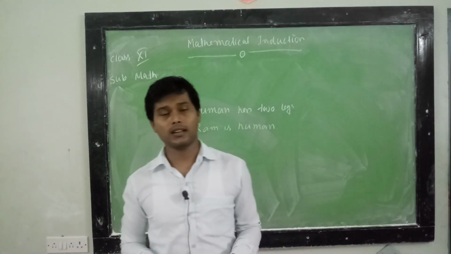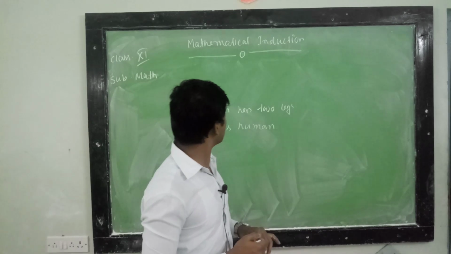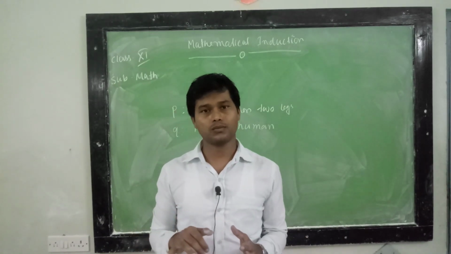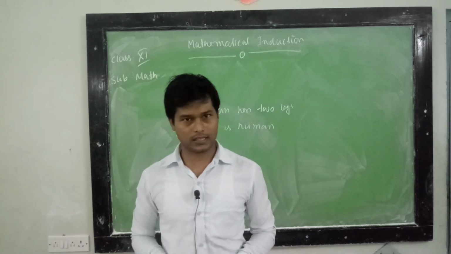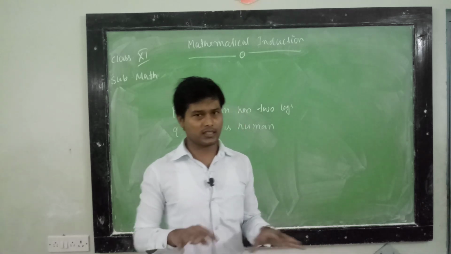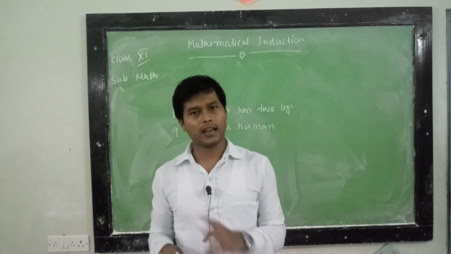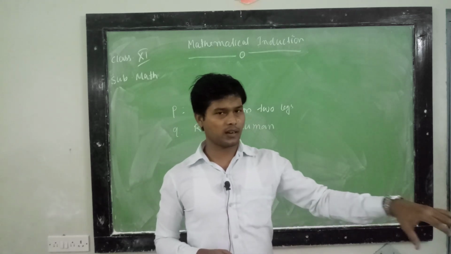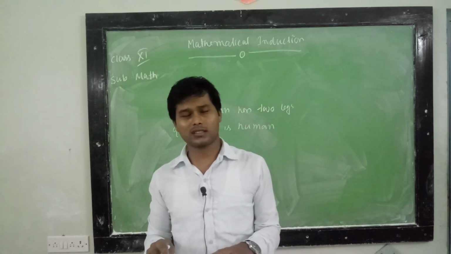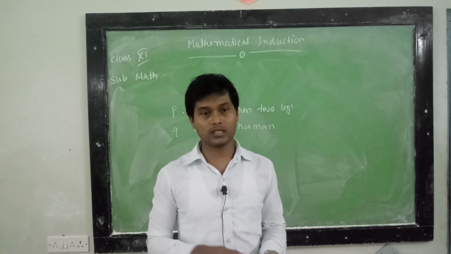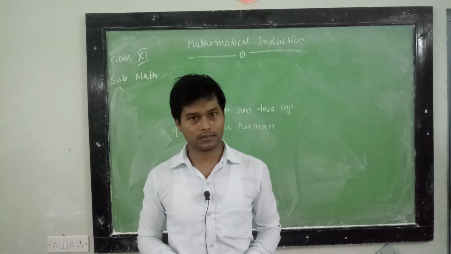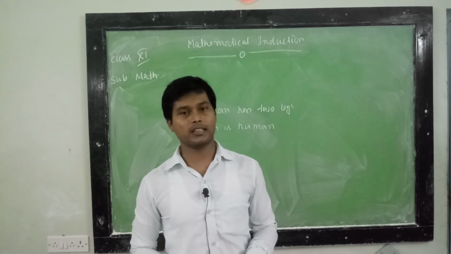Means here deduction means from a general statement we derive a specific statement. General statement means human has 2 legs, means in the general case, all humans have 2 legs. If I choose a particular person, say Ram, he also has 2 legs. So this concept is called deduction. Means when a specific thing is derived from a general thing. So this is called deduction.